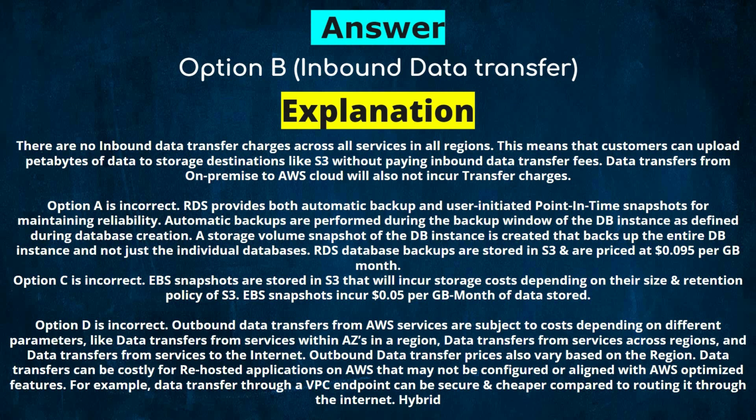Option A is incorrect. RDS provides both automatic backup and user-initiated point-in-time snapshots for maintaining reliability. Automatic backups are performed during the backup window of the DB instances as defined during database creation. A storage volume snapshot of the DB instance is created that backups the entire DB instance and not just the individual databases. RDS database backups are stored in S3 and are priced at $0.095 per GB month.